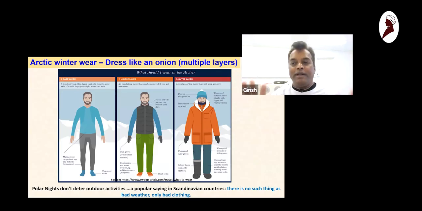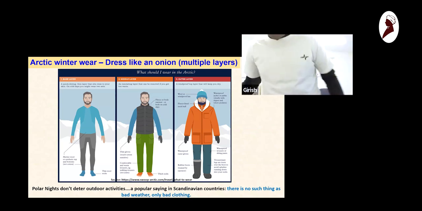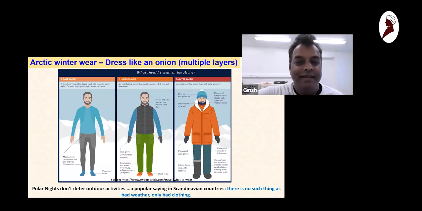But because I'm right now in the Weather lab, where there are plenty of heaters around, I'm in my t-shirt. As soon as I step out of the building, I need to layer up to protect myself. Okay, so I think I'm at the end of my presentation.